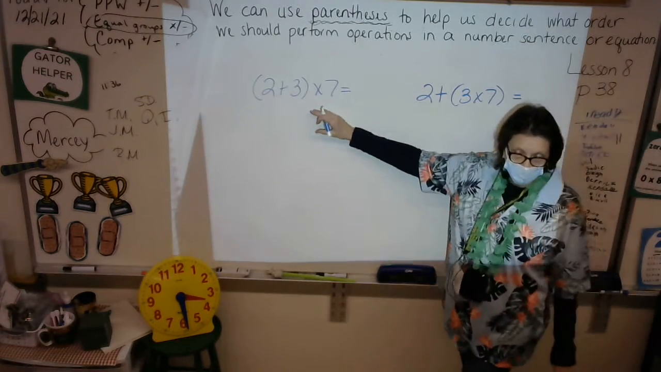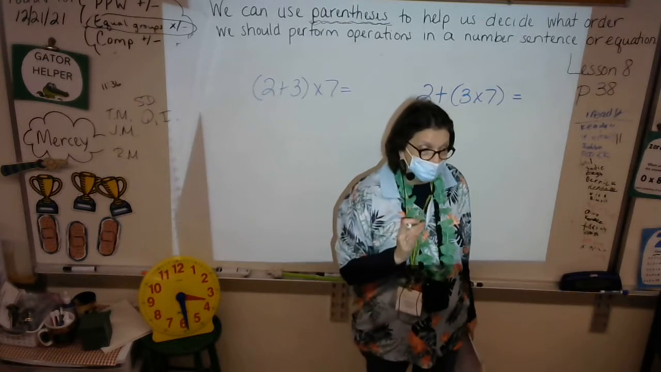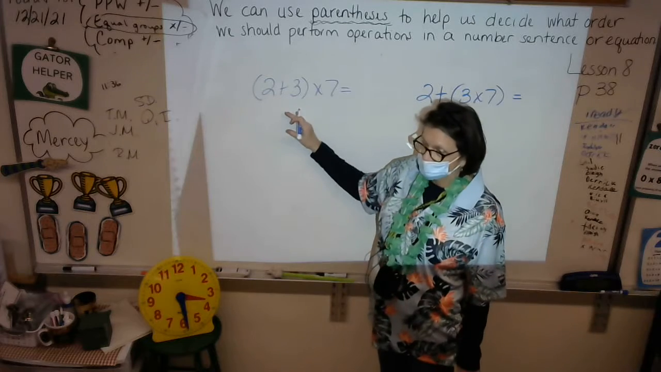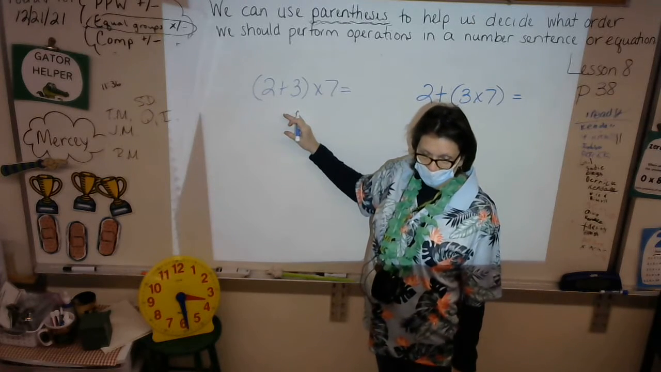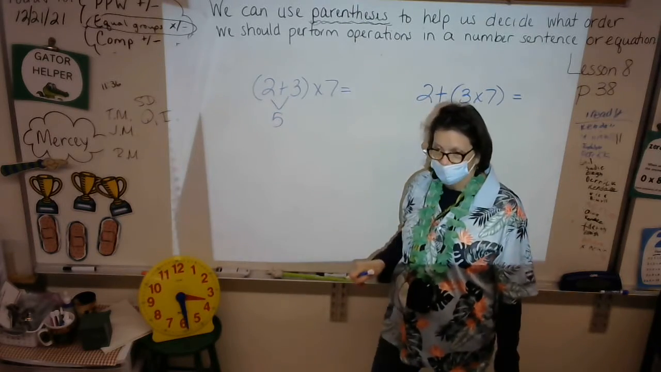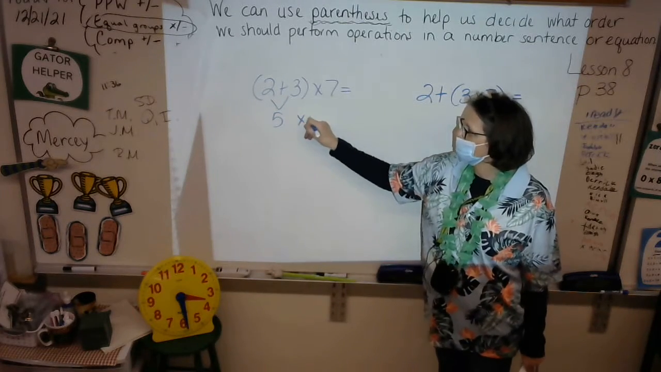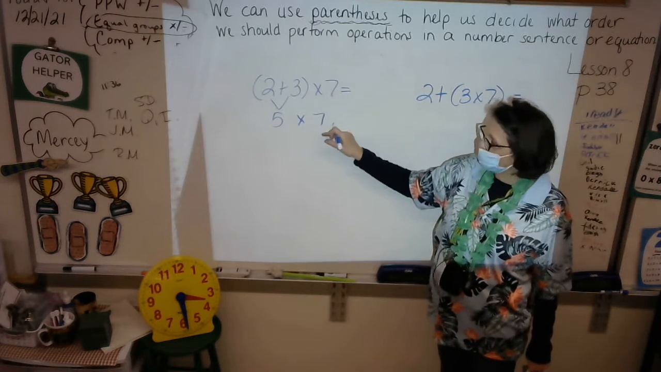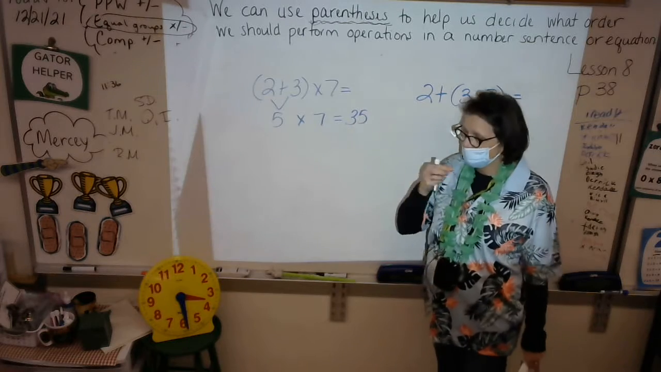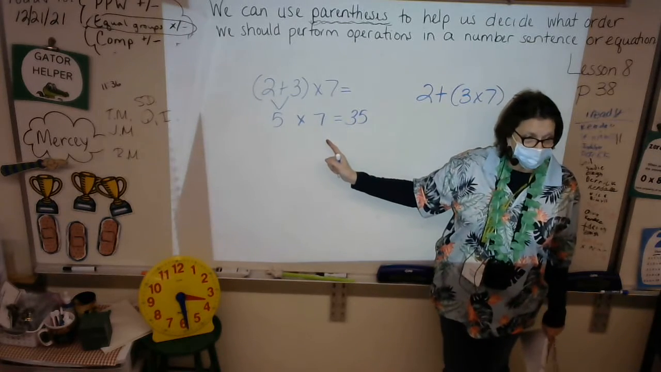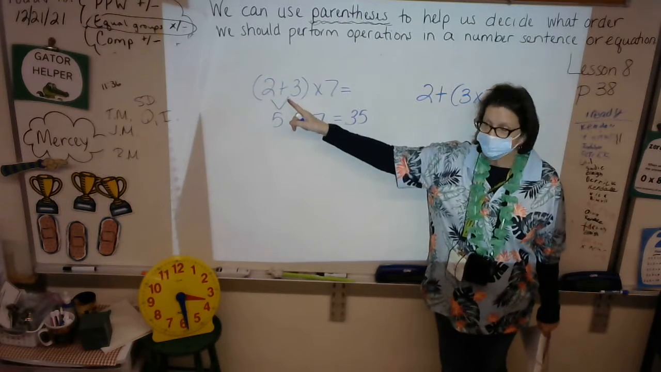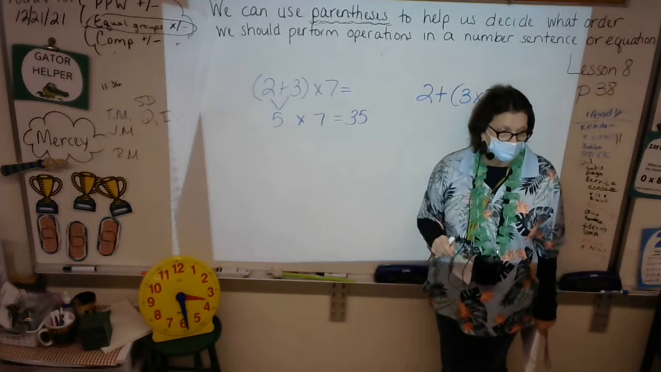So let's start with this one up here. Remember, whatever's in parentheses, we do first. So go ahead, what's in parentheses? 2 plus 3, right? What is 2 plus 3? 5. 5 times 7 equals 35. Thank you, Ryan. I wish you wouldn't yell out though. And then we got to bring down our times 7. 5 times 7 equals 35. Does everybody see where Ryan got his answer? He did what was in parentheses first, and then he said 5 times 7 equals 35.